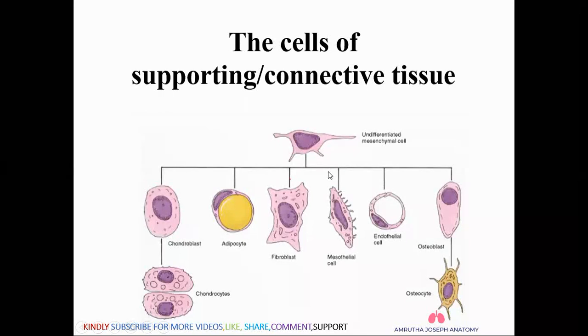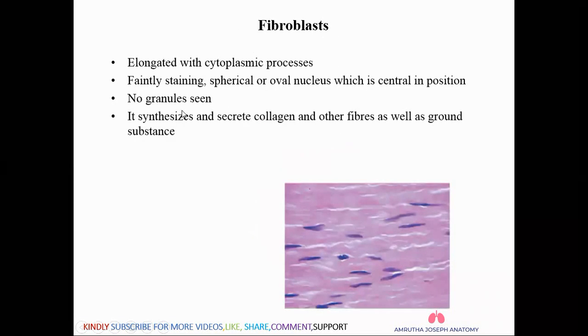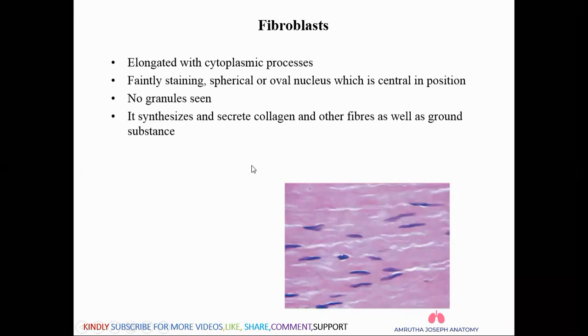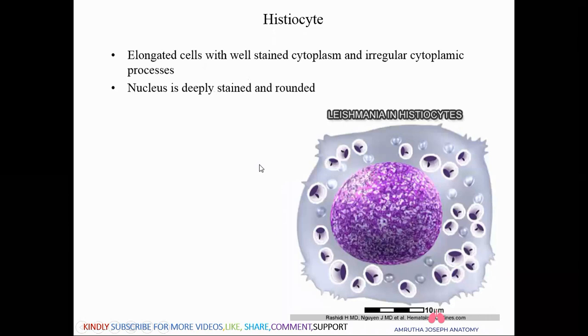I think we have some diagrams of fibroblast in the next slides. And there are no granules. And as I discussed before, it synthesizes and secretes collagen fibers or other types of fibers. So it secretes fibers and also the ground substance. So the fibers and the ground substance together are called extracellular matrix. So the fibroblast is going to produce extracellular matrix in a connective tissue, and they are the most commonly seen cells.